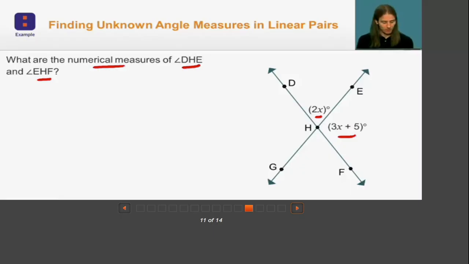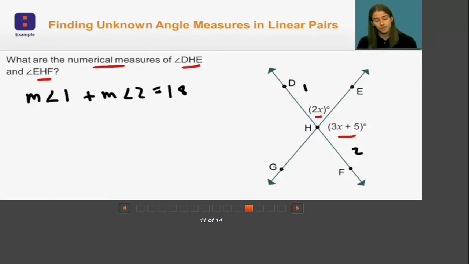Let's start off just like before by giving these angles numerical names, 1 and 2, and then we'll use the fact that they form a linear pair, which means that the measure of angle 1 plus the measure of angle 2 is equal to 180 degrees. At this point, what I'm going to do is substitute those expressions in. So I see that 2x is the measure of angle 1 plus 3x plus 5.